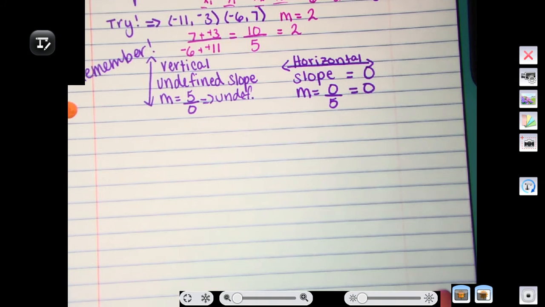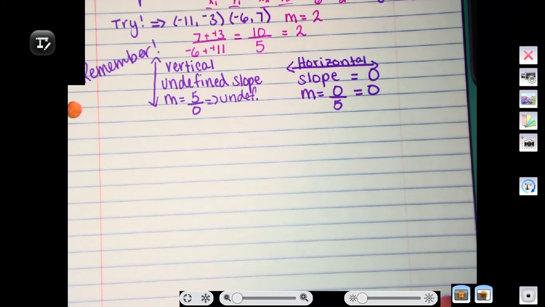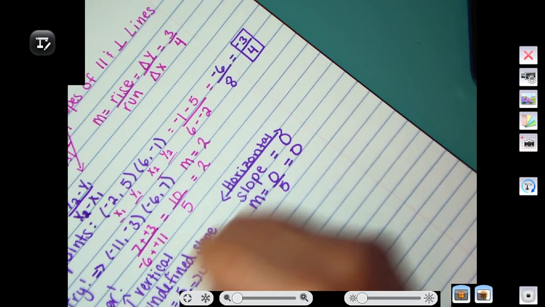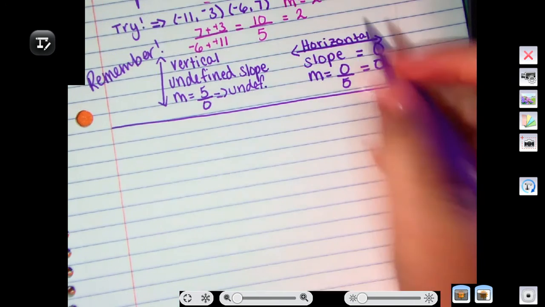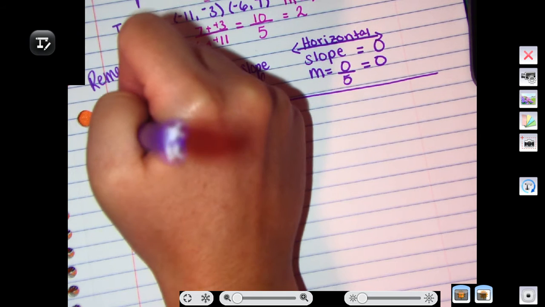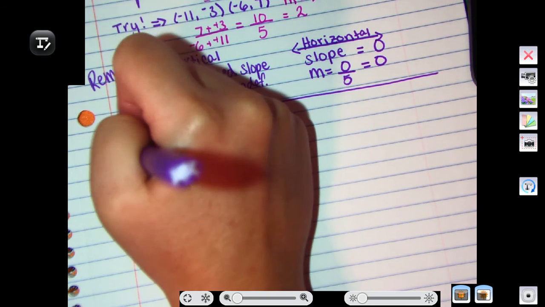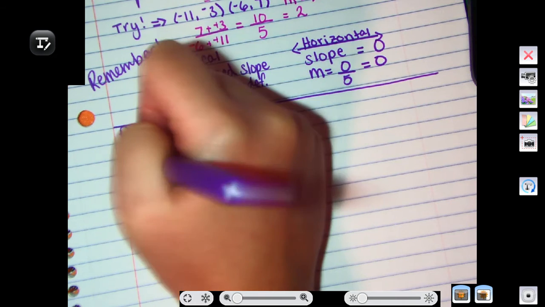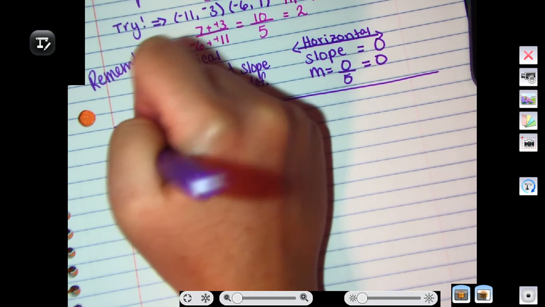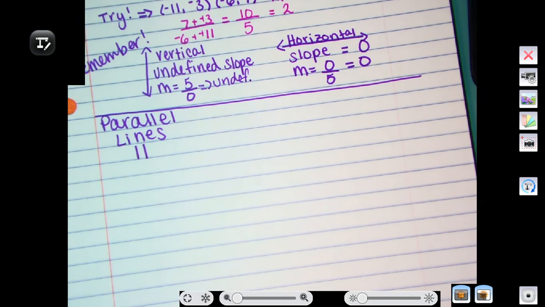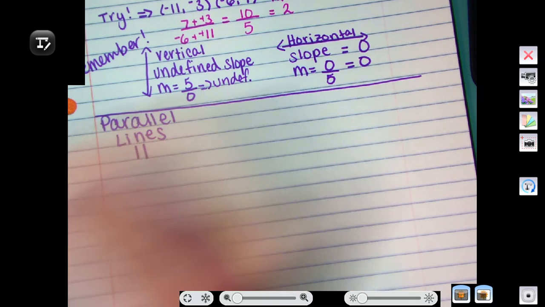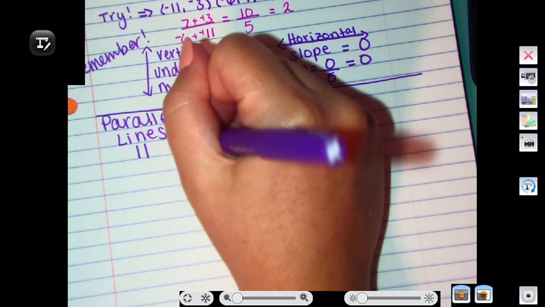So let me jump to now our geometric concepts and how we're going to use slopes. So we're going to talk about parallel lines and perpendicular lines. So I'm going to just draw a line here. And we're going to start with parallel lines. So we know what parallel lines are. We know the symbol for parallel lines is 2 parallel lines. And here's what we want to know about them.